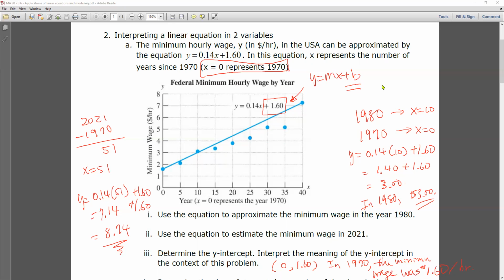Just remember, there will be a lot of interpreting and a lot of explaining. They want to make sure you know how to read the graph, how to calculate, and how to connect the meaning between the graphs, the math, and the actual explanation. All right, let's go ahead and move on to the next problem. Let me erase this.